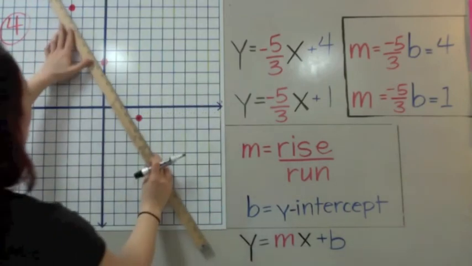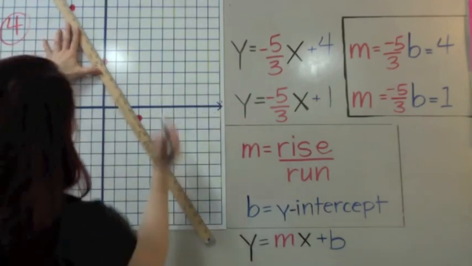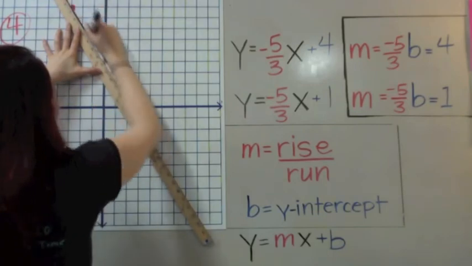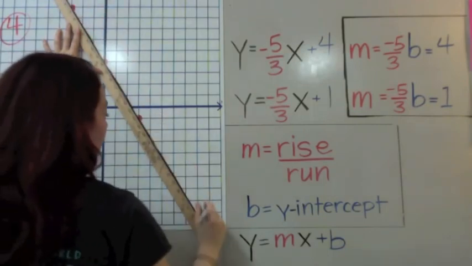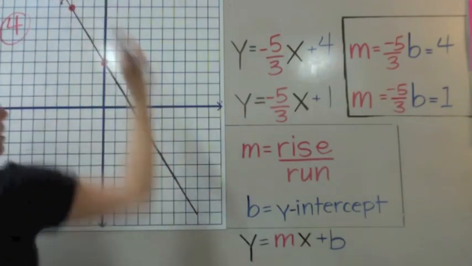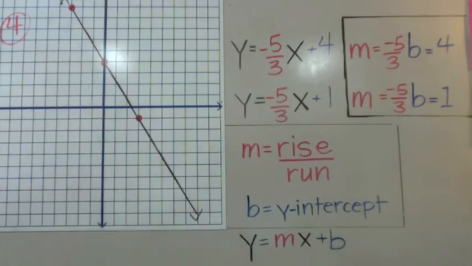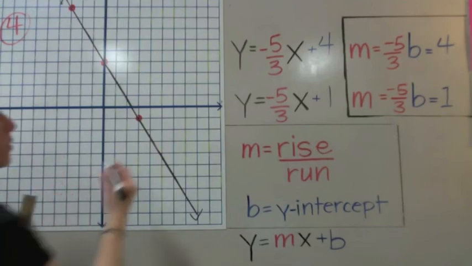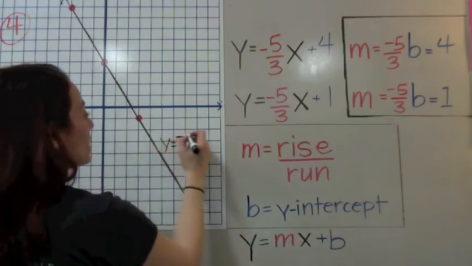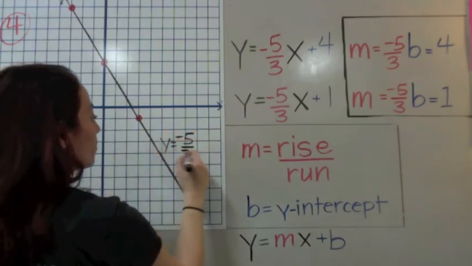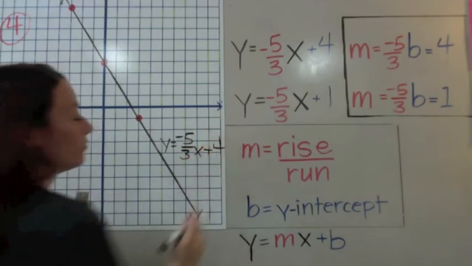Let's graph this line with a ruler, please. Okay, there it is. The equation for this line is y equals negative 5/3 x plus 4.